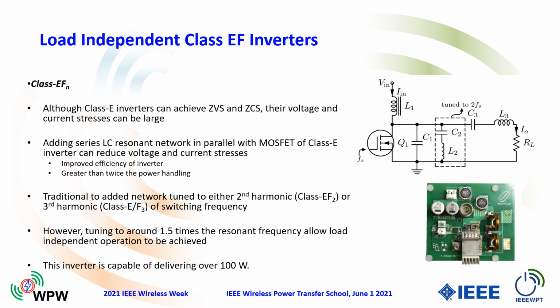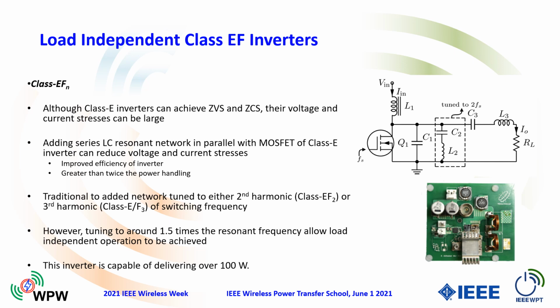A solution to that is to use what we call a load-independent Class EF inverter. This involves adding in an extra resonant branch, C2 and L2, as you can see on this slide. And we don't have a lot of time here to go into the details. You can look at some of the references here to see more detail of how this circuit works.